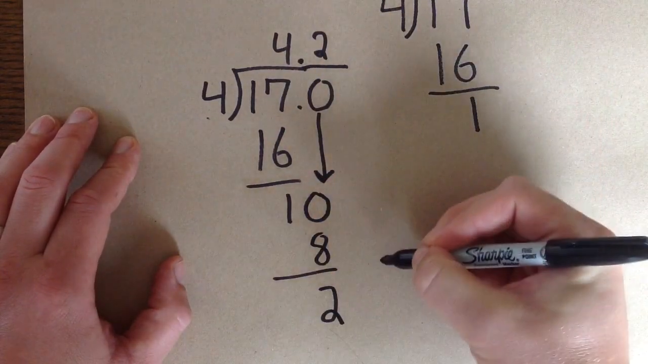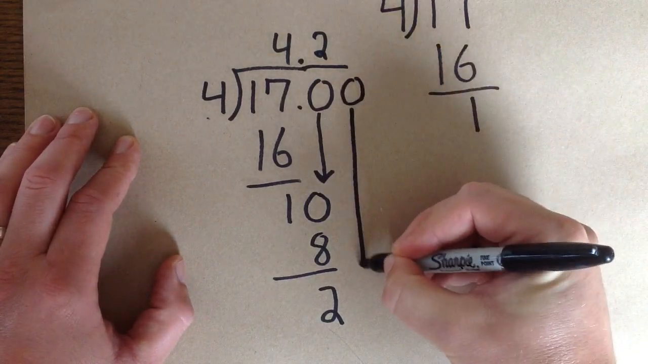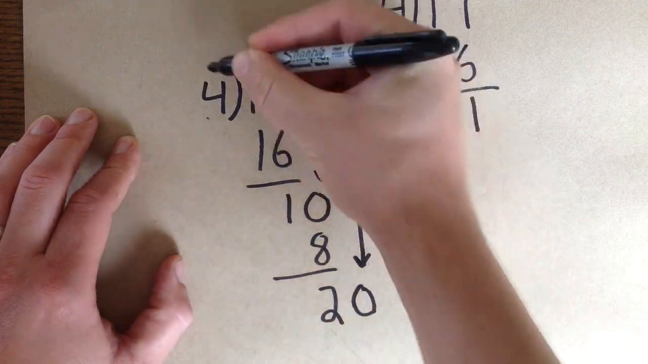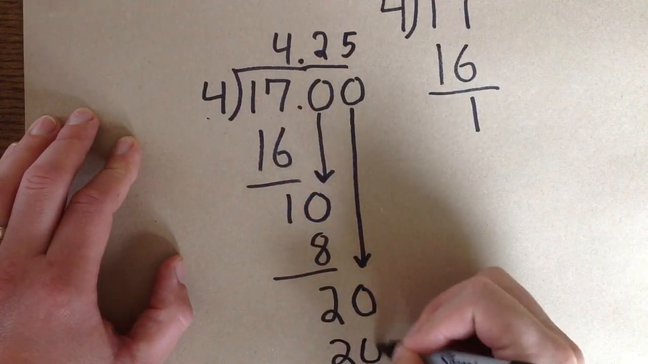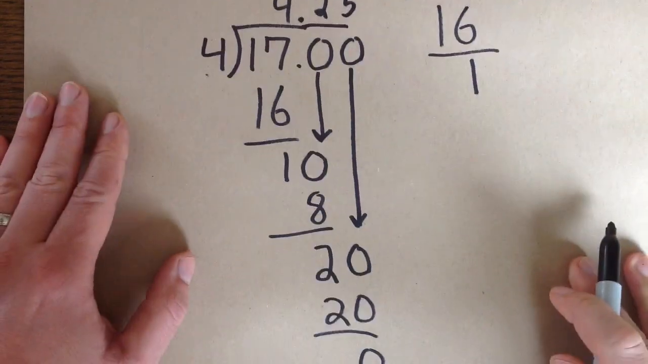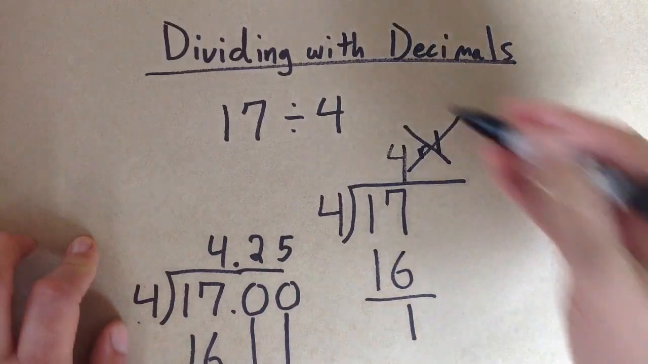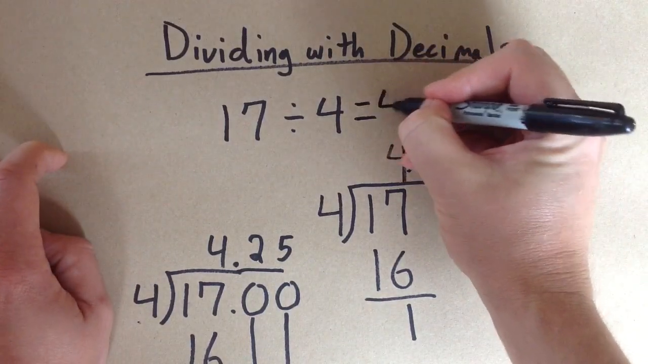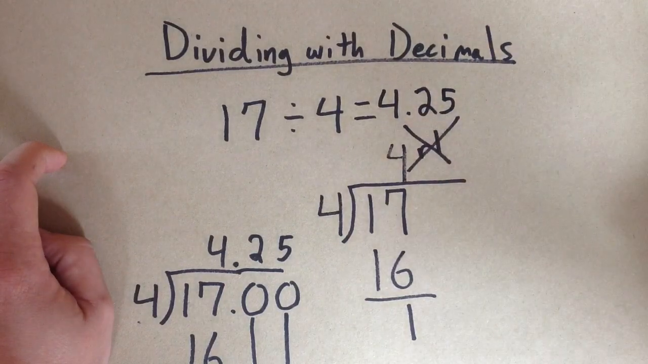Subtraction, I have 2 remaining. So I'm going to add yet another 0, and we're going to bring that 0 down. 4 goes into 20 5 times evenly with no remainder. So we now know that 17 divided by 4 is 4.25, or 4 and 25/100ths.